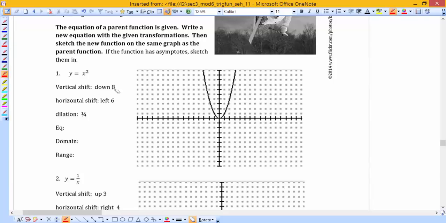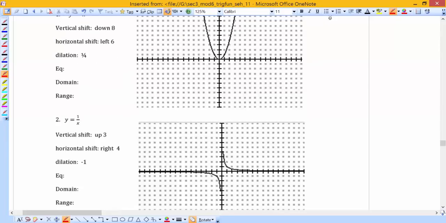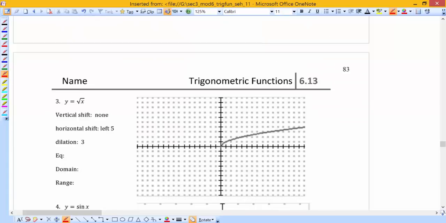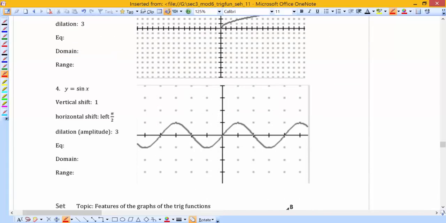Vertical, okay, that's the up or down. Horizontal is the left or right. And then a dilation is making the graph wider or smaller. So it's the same through all of these. I don't want to spend a lot of time here. We're going to come back to this stuff regardless.